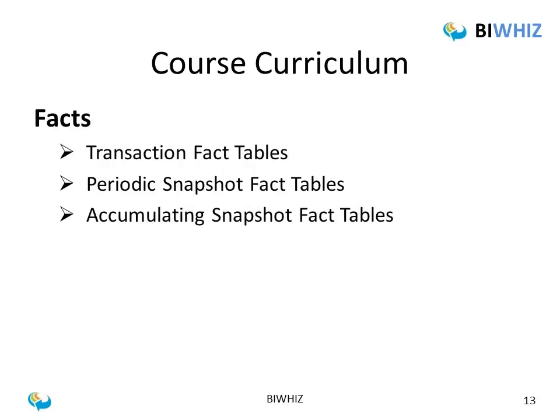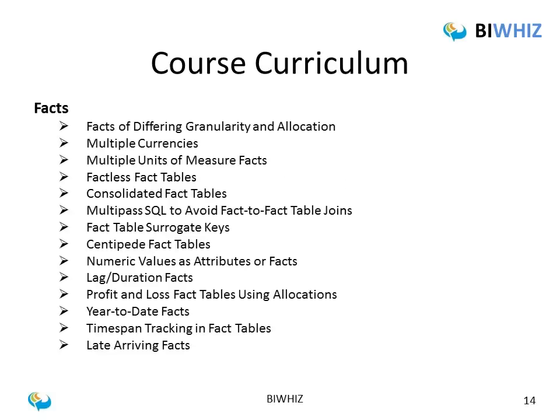We'll talk about facts in detail. There are basically 3 types of facts: transaction fact tables, periodic snapshot fact tables, and accumulating snapshot fact tables. We'll talk about all these fact tables. Again, we will talk about many advanced topics on facts, for example, fact table surrogate keys. You might have heard about dimension table surrogate keys, but we have surrogate keys on fact tables also. And then we'll talk about some common topics like factless fact tables in detail, and some advanced topics like centipede fact tables.